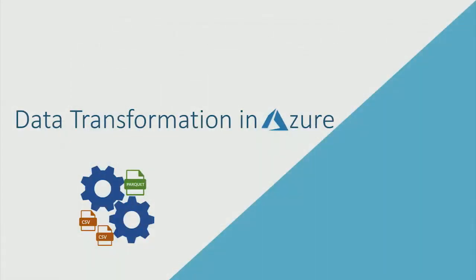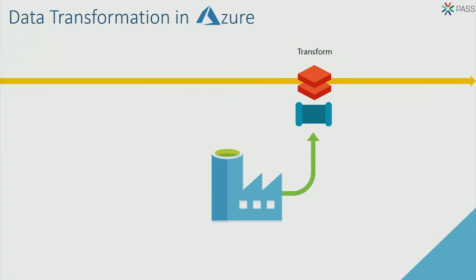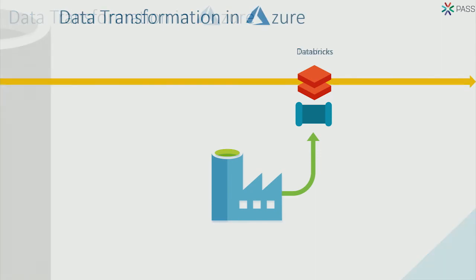Next, transforming our data. The hard part, right? The stuff that's difficult. Well, what we now have is that from our control flow, if we want to transform our data, let's just think about our options for doing that. How do we do that in Azure? How do we transform the data? Well, the obvious one, of course, is using Databricks.